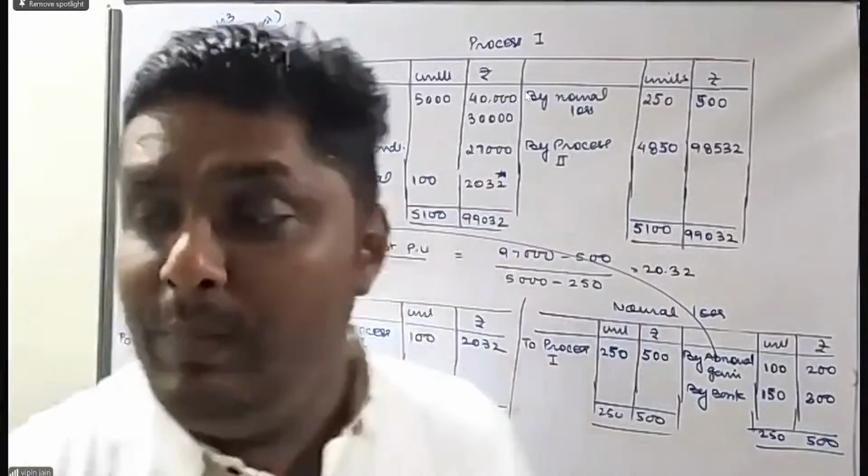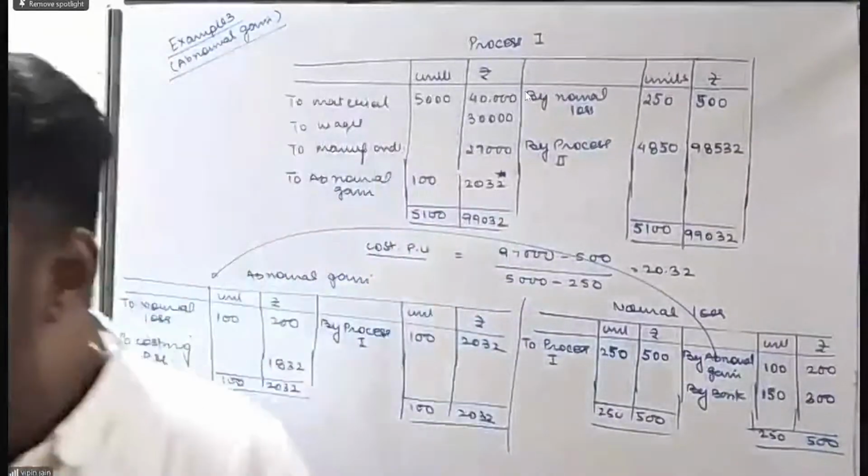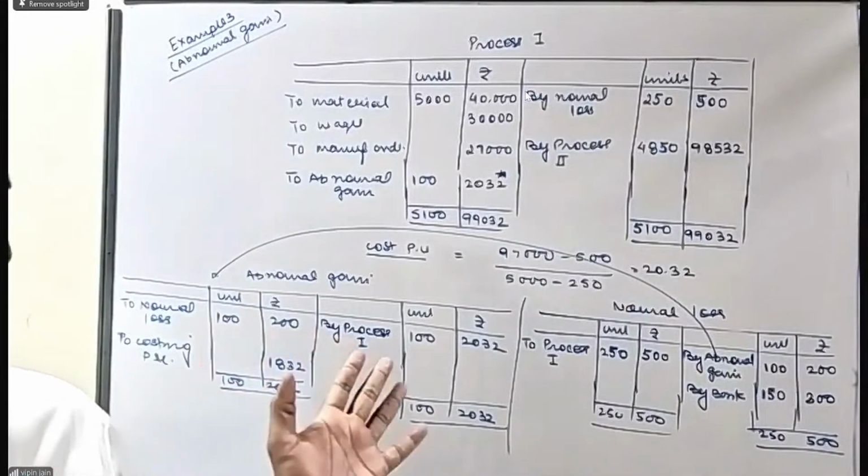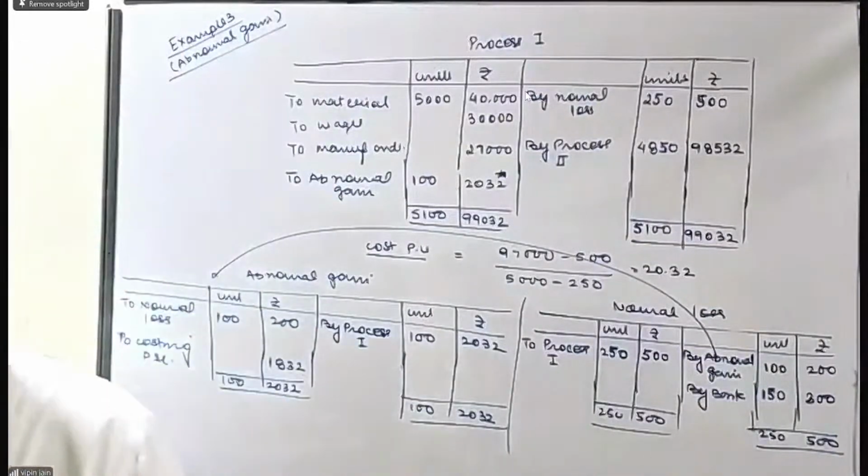This is the way you have to prepare abnormal gain account. If you guys have any doubts or queries, I request you to please post your queries. Further, I request you guys to copy this explanation.